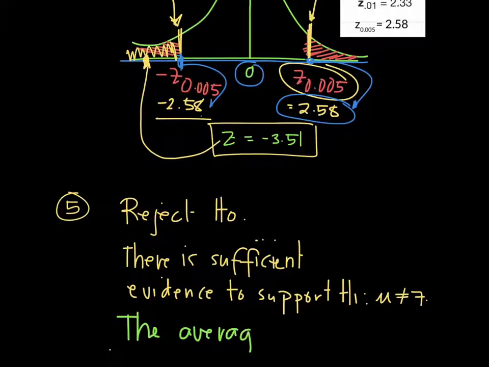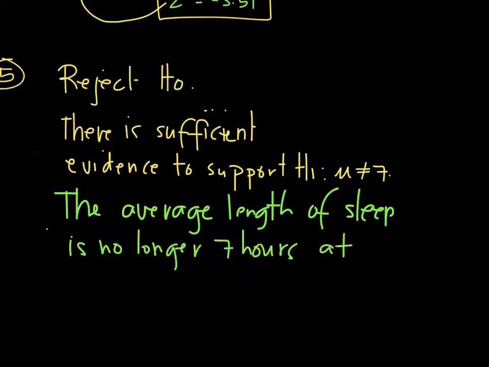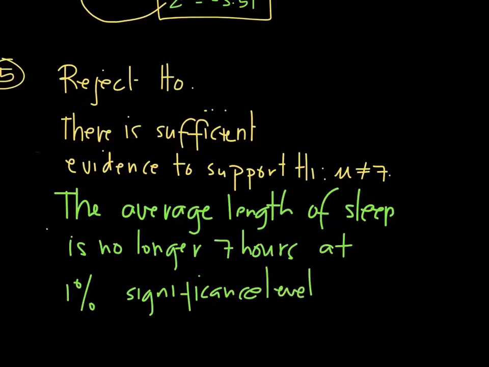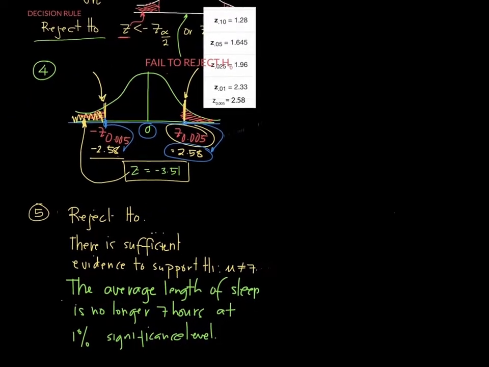the average length of sleep is no longer 7 hours, and just to specify at 1% significance level. Okay, so that's how you do your step number 4 and step number 5.